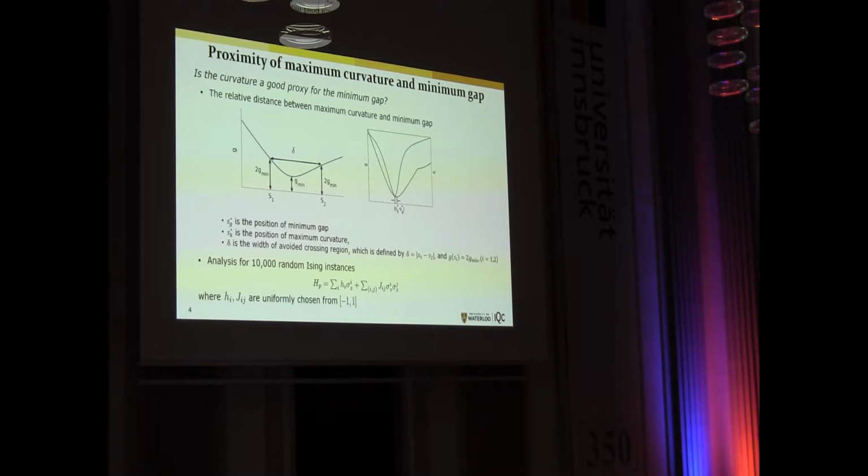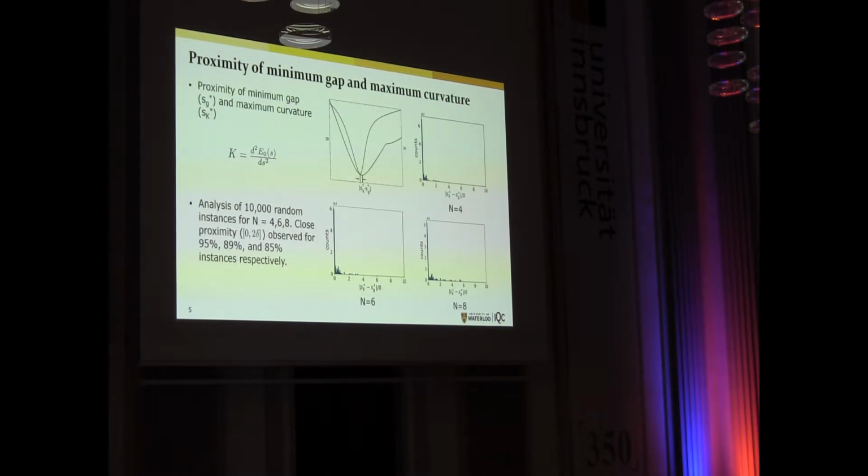So we took 10,000 random instances. The initial Hamiltonian is the usual transverse field Hamiltonian. And these results here show this relative proximity of the two points, SG star and SK star. And this is again relative to the gap width. So for instances with 4, 6, and 8 qubits, we see that this relative proximity is really very good. Most values are close to 0, and many of the values are below 2 or so. So this is encouraging. Again, it's an analysis we have to extend, to look at larger numbers of qubits. And as I will say towards the end of my talk, we also need to understand this using more analytical approaches.